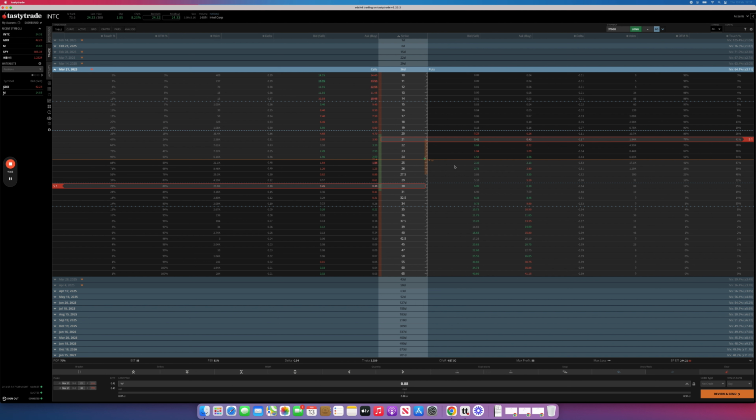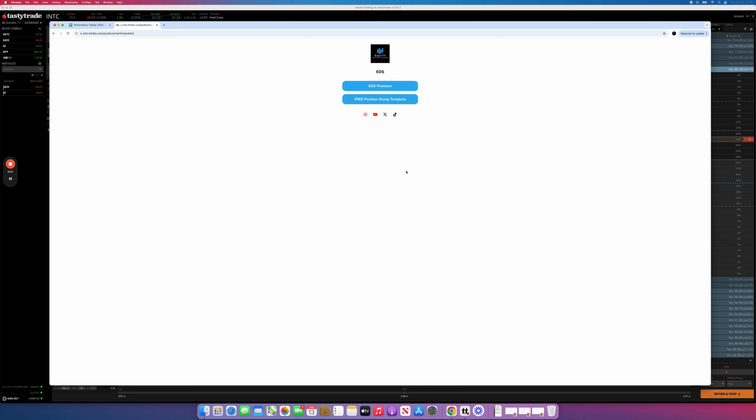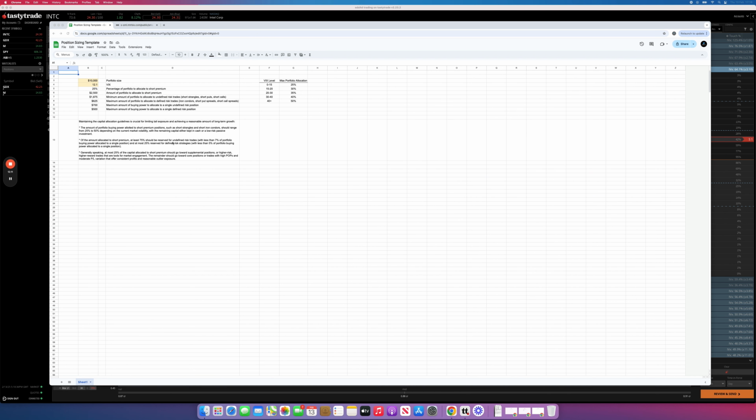Okay, so how do we use VIX to manage our positions at the portfolio level? How do we know how much buying power we should be allocating to our positions? Well, we've created a free position sizing template that's available for everyone to use. Link is in the description. Click the button and it will take you over to this spreadsheet.